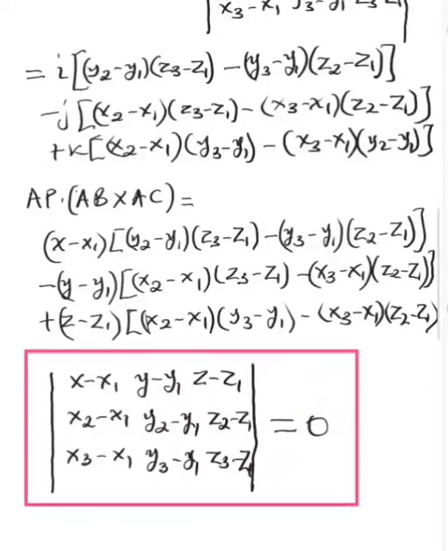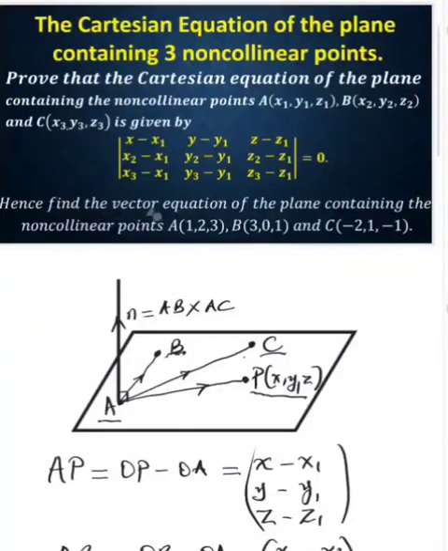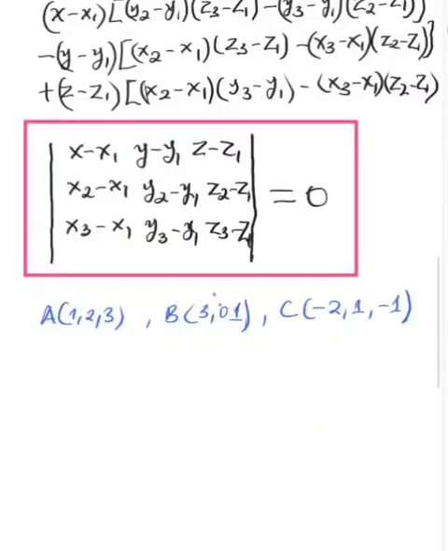Now let us proceed to apply it in a question as was given. We were now asked to hence find the vector equation of the plane containing the non-collinear points A, B, and C. To apply the formula in this question to find the Cartesian equation of the plane containing A (1, 2, 3), B (3, 0, 1), and C (-2, 1, -1).